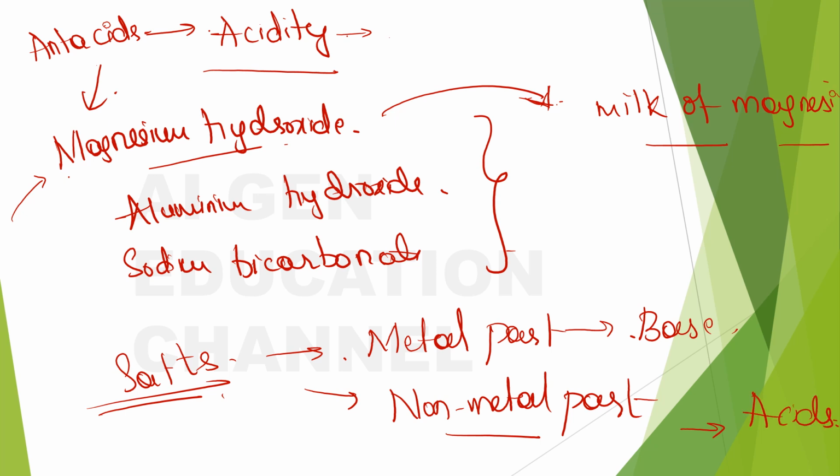Okay. So there is nothing to worry about here. It's just that we are looking into salts in greater detail. That's it. So salts always have a metal part and a non-metal part, and the metal part comes from the base and the non-metal part comes from the acids, right?